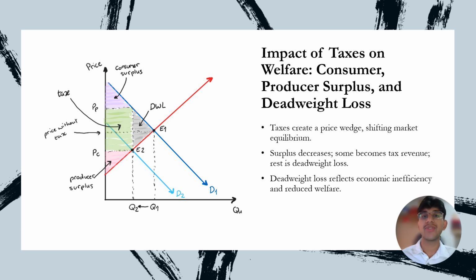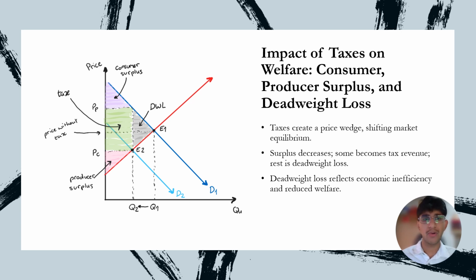Taxes generally reduce the profitability of a sector, potentially leading to a decline in production. Both consumer and producer welfare are affected, as shown by the reduction of consumer and producer surplus. The surplus represents the gains from market participation from both consumers and producers.